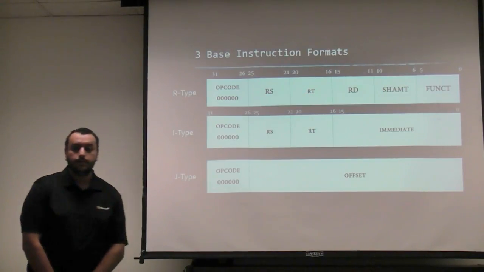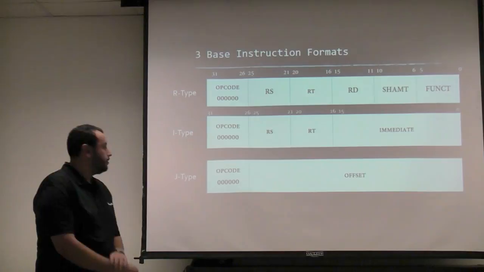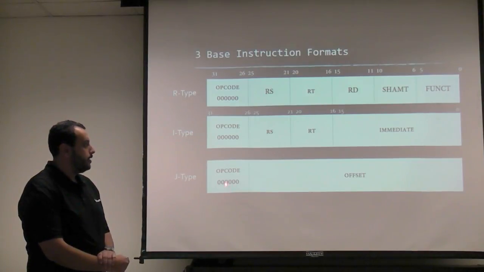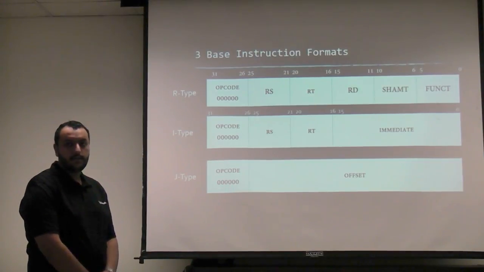How come the opcodes say 0 all the time? That's not correct for I-type, is it? Right, it's just a placeholder. Okay.